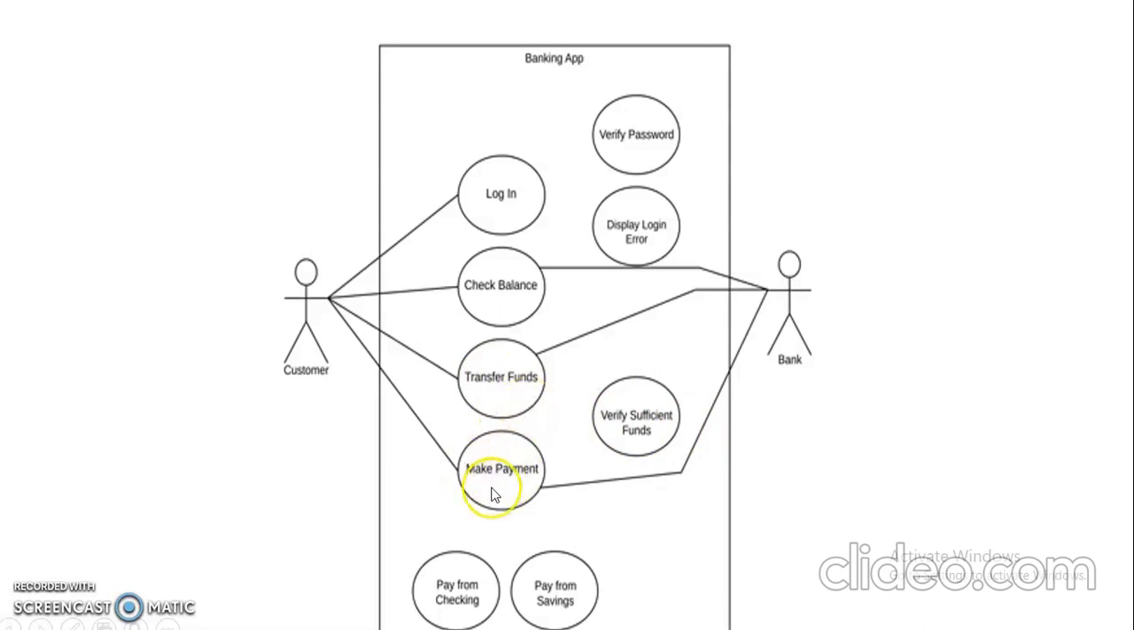Now come to the last part, make payment. We can make payment from our savings account or current account. Assume it is current account, we may have different types of account. So pay from savings, pay from checking. This is a kind of generalization. If you are aware of Java programming or any OOPS concept, you may have heard of inheritance. A superclass with subclass, similar to that, we call it generalization. So make payment, pay from current, pay from savings. Both relate to payment, it is one type of payment. So this is known as generalization.